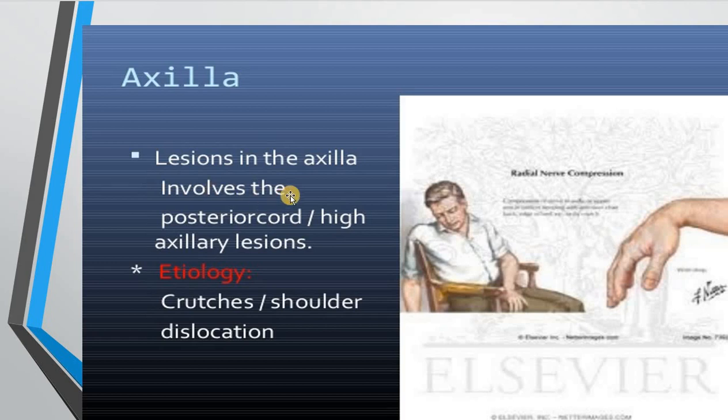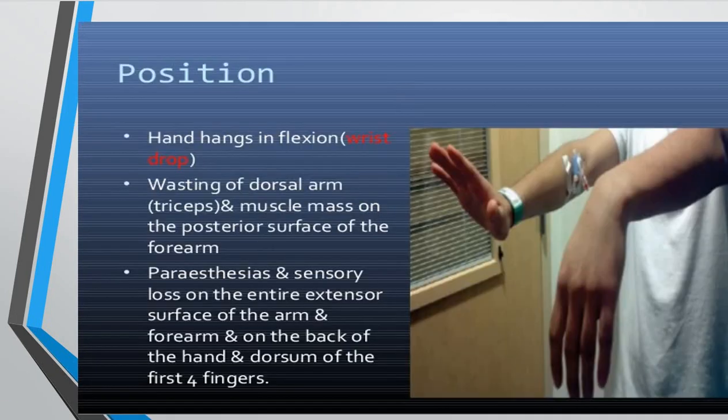In the axilla, the injury involves the posterior cord in the high axillary region. It is mainly due to crutch palsy, or a shoulder dislocation might be the reason for this axillary cord injury. Position: the hand hangs in flexion, and wrist drop might occur. There is wasting of the triceps muscles of the dorsal arm and the posterior surface of the forearm.